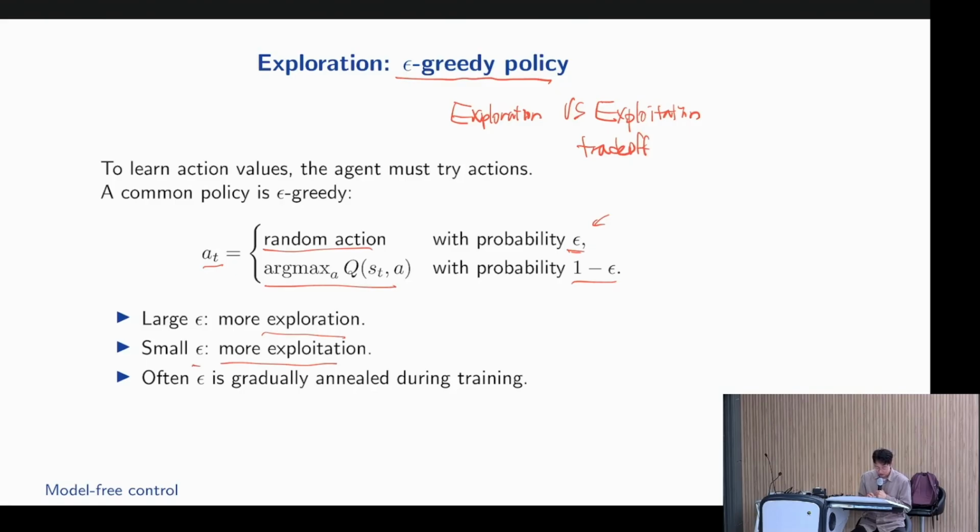And during training, often epsilon is gradually annealed. It starts off with a large epsilon to encourage exploration and decays naturally. This is a good idea because in the beginning, the Q value is going to be garbage. So acting greedily with Q is not going to give you a much better data set. So you might as well just do random exploration.